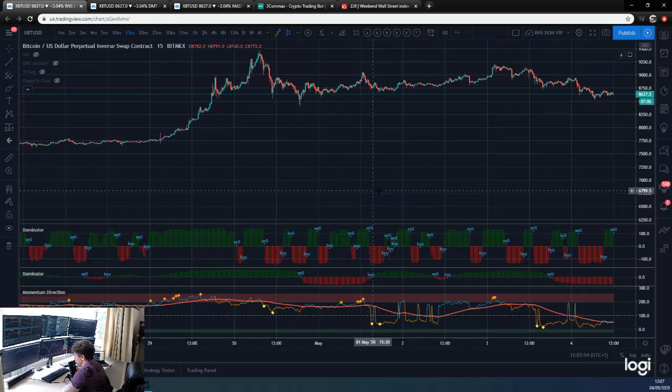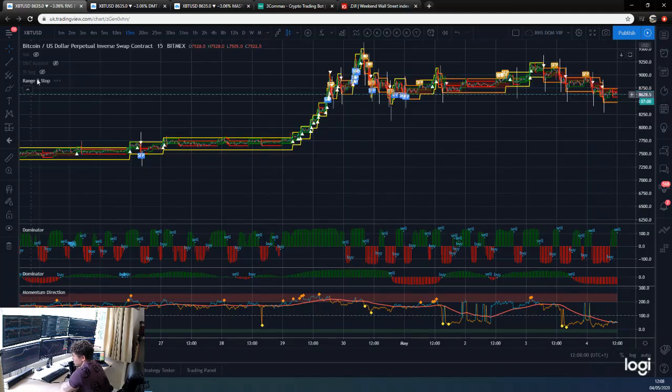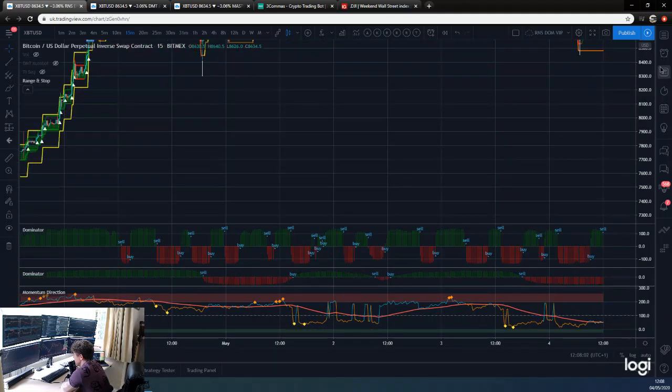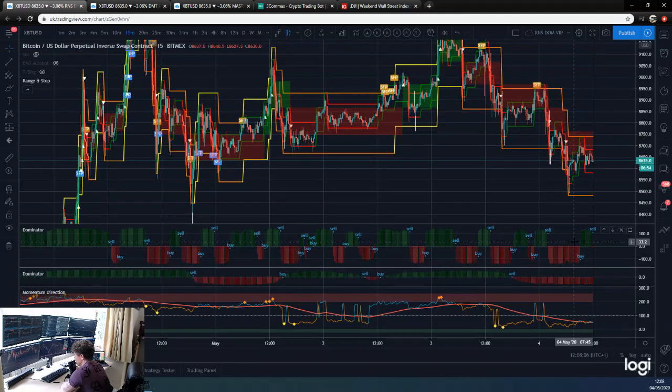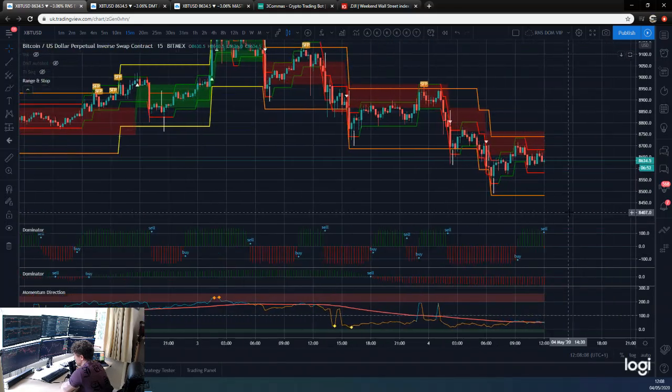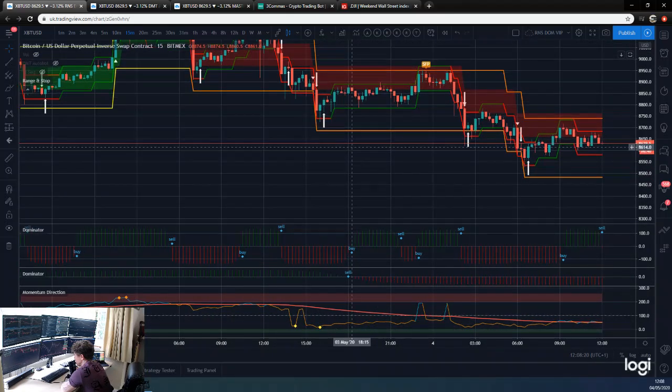Right, so let's get the range and stop on. This is what we want to use to decide what level. So we've got the bot telling us to look for a buy or a sell. We've got the long term Dominator telling us whether we're generally bullish or bearish, and then we've got the momentum direction to refer to as well.